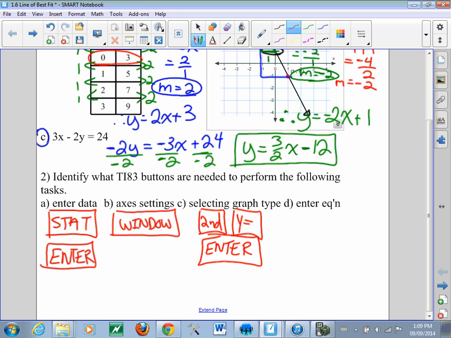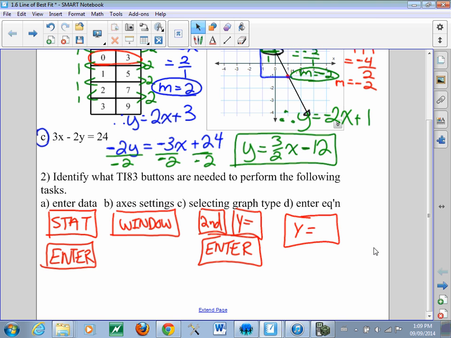Okay. And what button do you press to enter the equation? That is just Y equals. These buttons are going to be helpful to remember today when we do some activities.